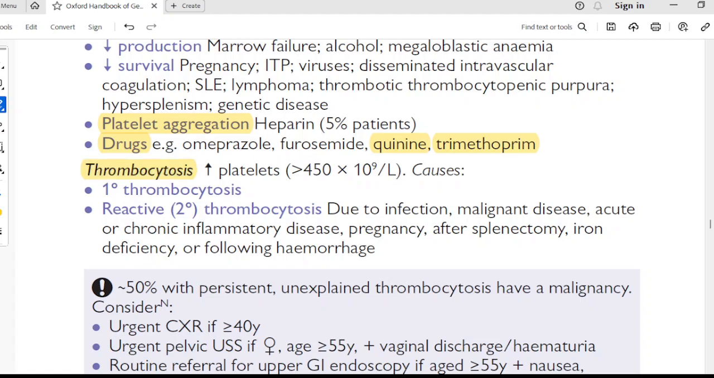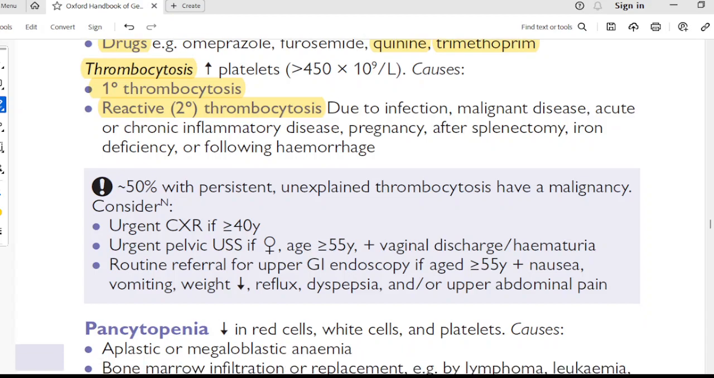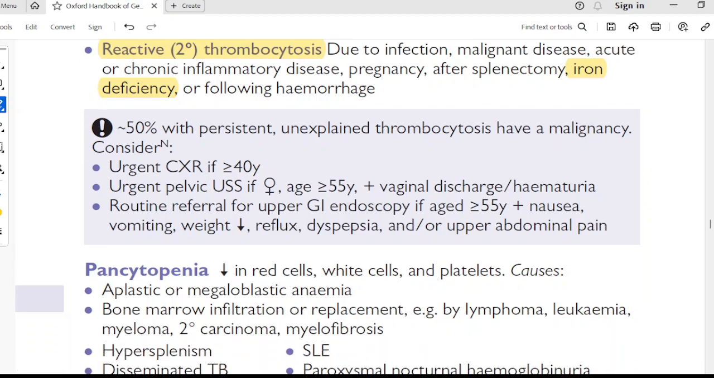Thrombocytosis, that is increased platelets more than 450 x 10^9. Causes are primary thrombocytosis and reactive thrombocytosis. Primary thrombocytosis is fine. Reactive thrombocytosis is due to infection. Any infection will cause a raised platelet count. Also malignant diseases, acute or chronic inflammatory diseases, pregnancy, after splenectomy, iron deficiency or following hemorrhage. So when there's an iron deficiency, there will be anemia along with thrombocytosis, or following a hemorrhage.